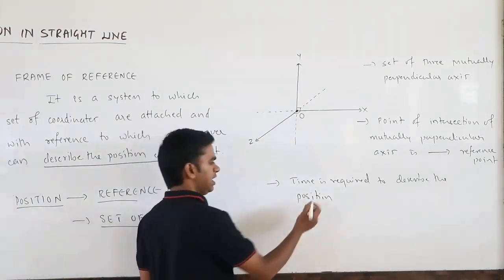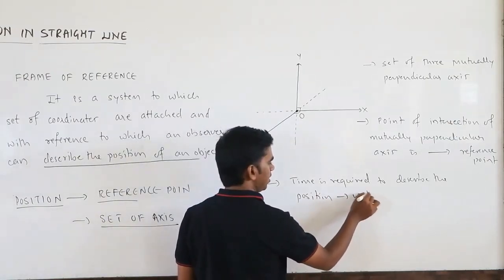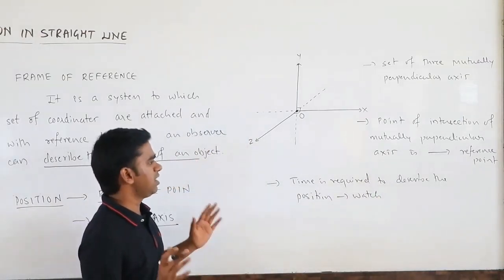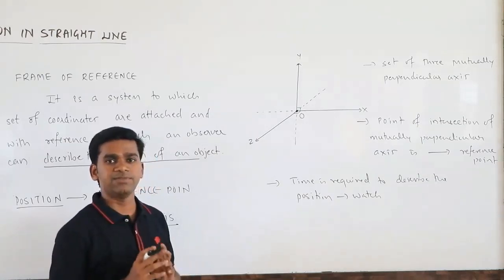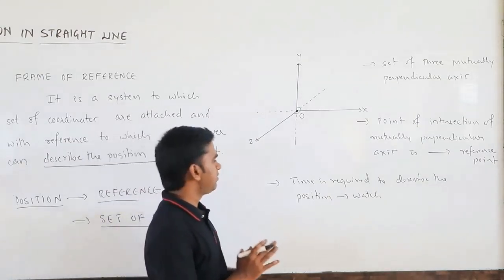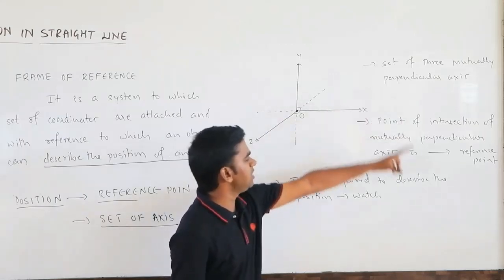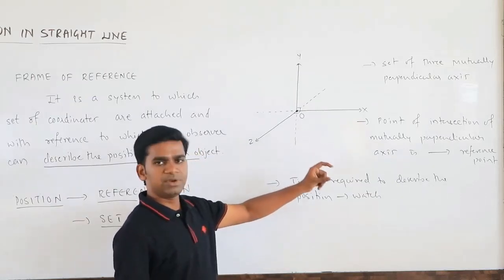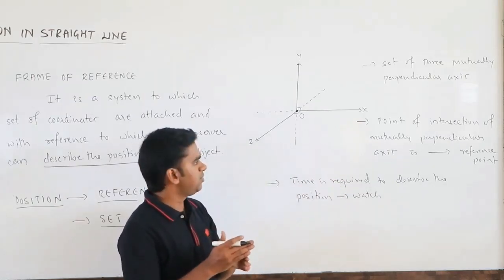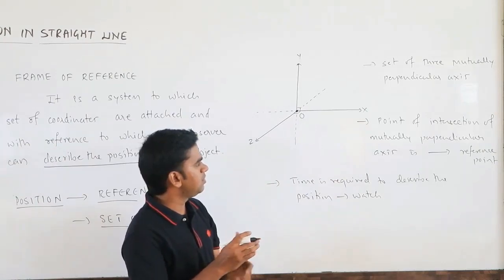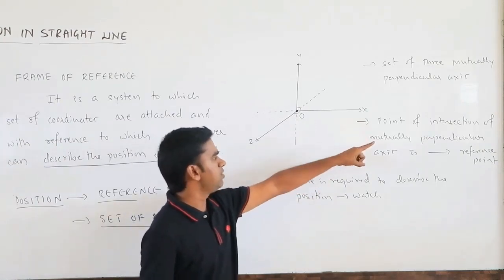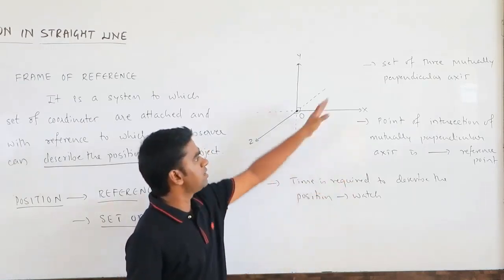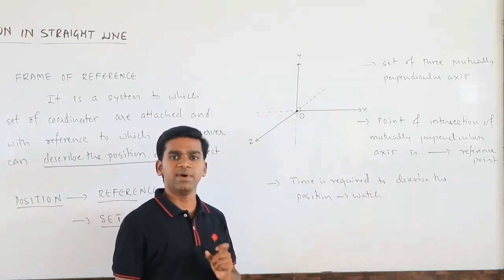For that, a watch is required. Okay, so now we can conclude something. What exactly is a frame of reference? These all three together you can call a frame of reference. That is, three mutually perpendicular axes which give the origin, the point of intersection, with time or with a watch. All together, we can call it a frame of reference.